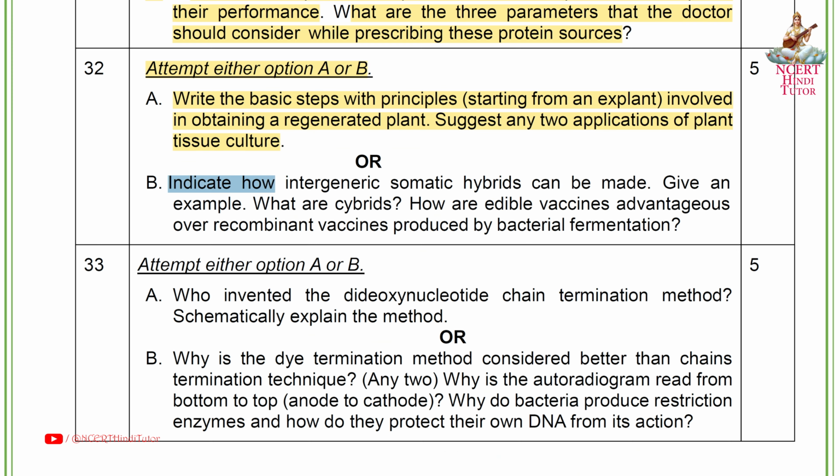B. Indicate how intergeneric somatic hybrids can be made. Give an example. What are cybrids? How are edible vaccines advantageous over recombinant vaccines produced by bacterial fermentation?